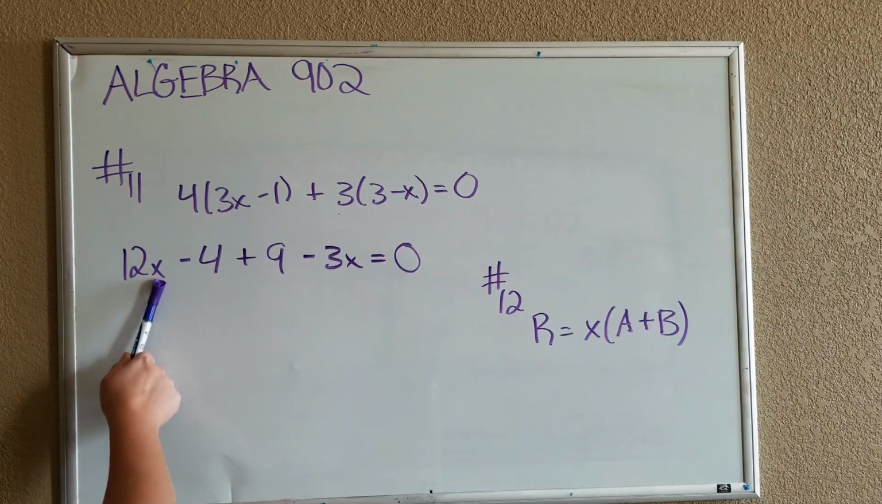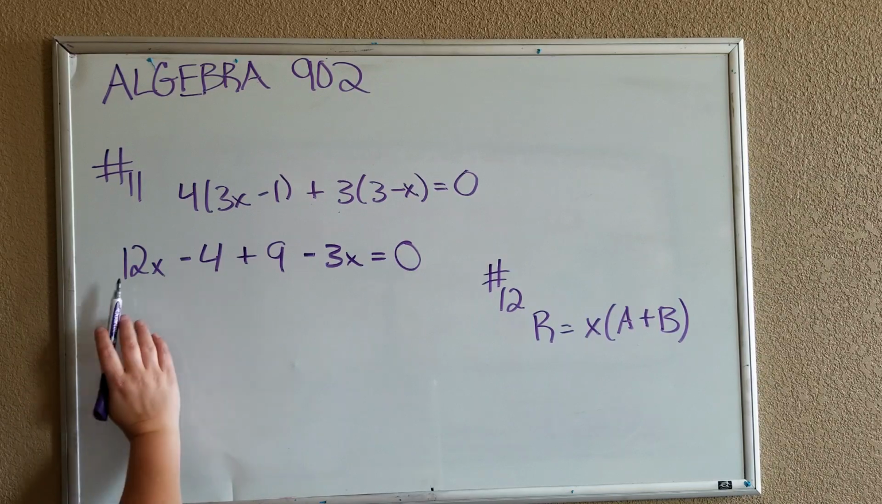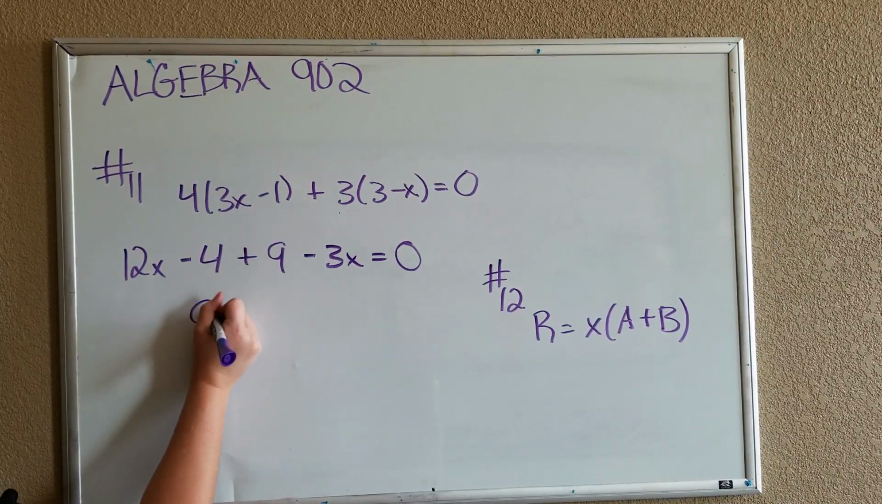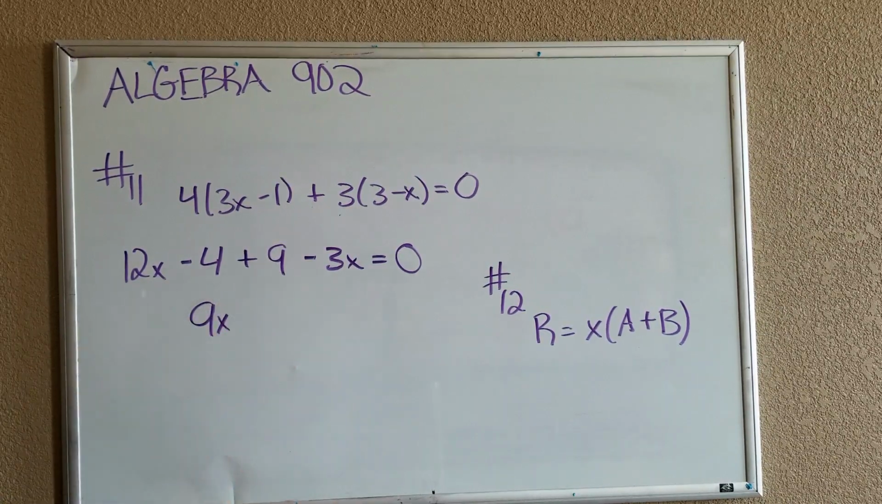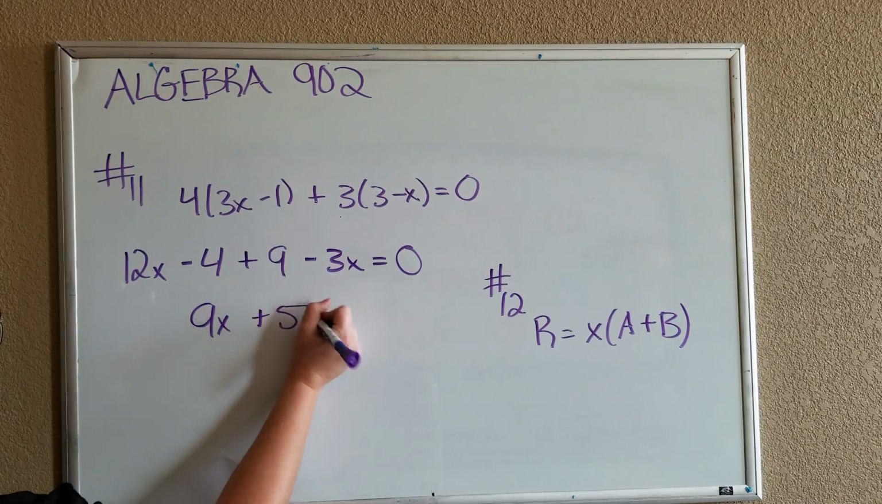So we have 12x and we have 3x, okay? What's in front of it tells you what to do. So it's 12x minus 3x. So 12 minus 3 is 9x. And then you have a negative 4 plus 9. So negative 4 plus 9 is actually a positive 5 equals 0.